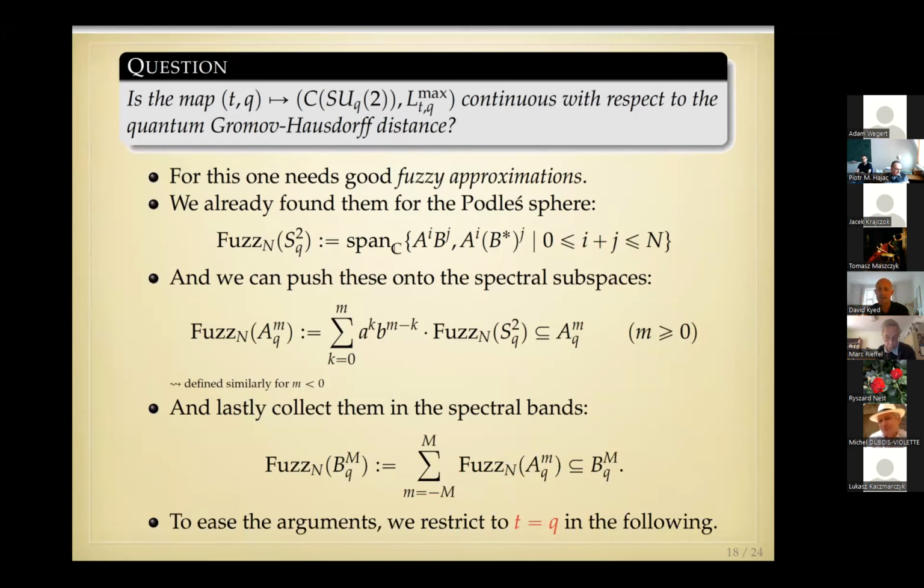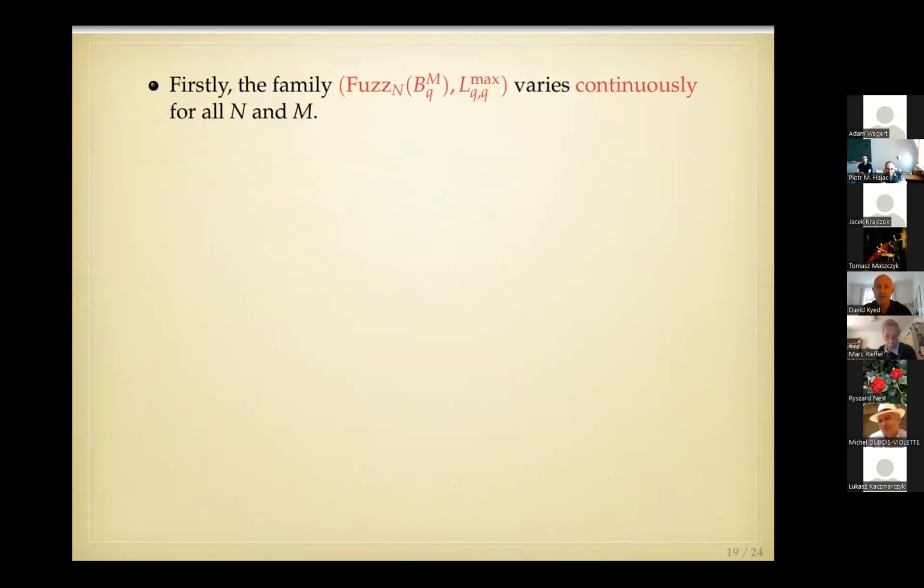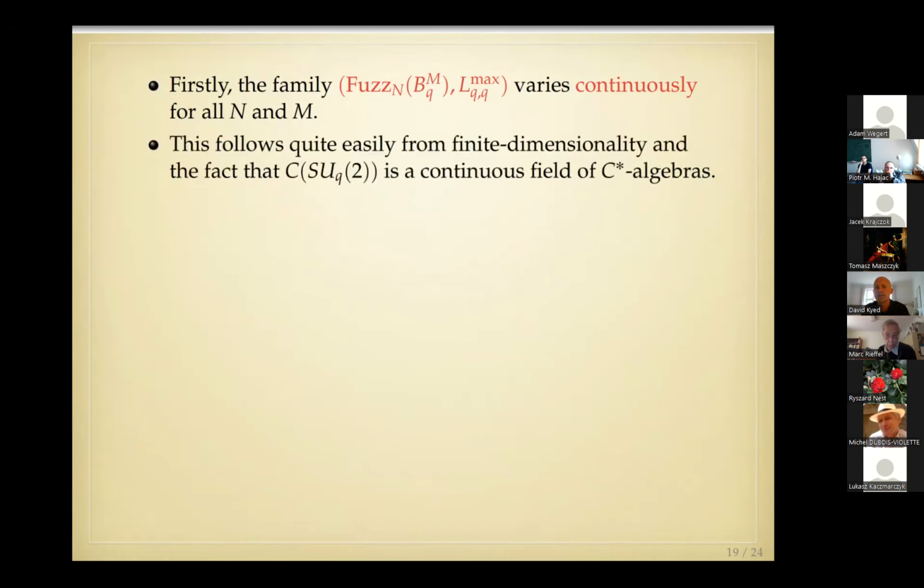And I'm going for a couple of slides now to restrict to the case when T and Q are the same number, because this will make some of the arguments quite a bit easier. And I think I'm also slowly running out of time in a not too distant future, so I should certainly not push for more complexity here. So we are looking at the case where T and Q are the same. And then you have these finite dimensional fuzzy guys, one for each N and one for each M. And then you have your parameter Q that is still varying. And it's not difficult to see that if you fix your N and your M and let your Q vary, these will vary continuously because they're finite dimensional. So this basically follows from the fact that quantum SU2 fits into a continuous field of C-star algebras.